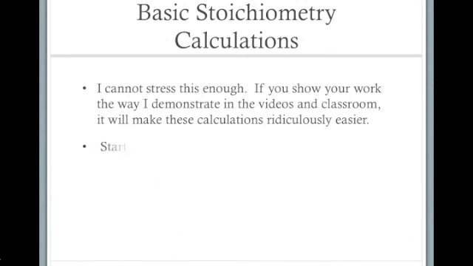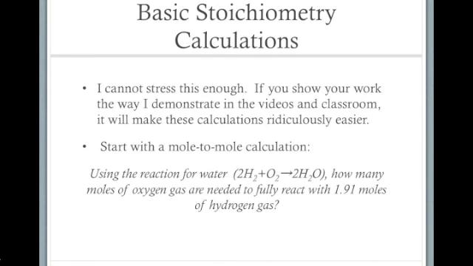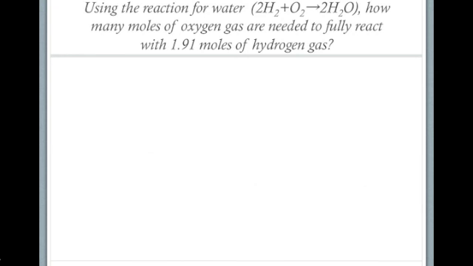Okay? Let's just start with a straight mole-to-mole calculation. I want to know, using the reaction for water, how many moles of oxygen are needed to fully react with this many moles of hydrogen gas, 1.91. So we've got a reaction going on. I've got 1.91 moles of hydrogen. How many moles of oxygen do I need to react with it? So we are going to start. Here's your problem right there at the top.